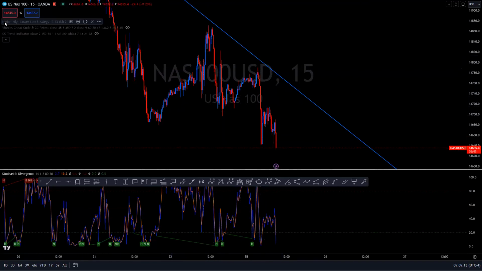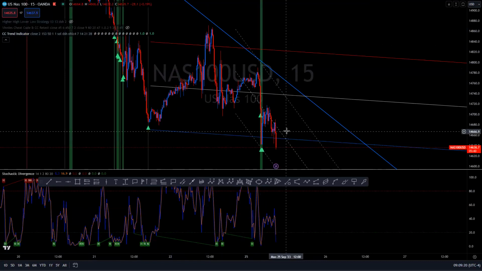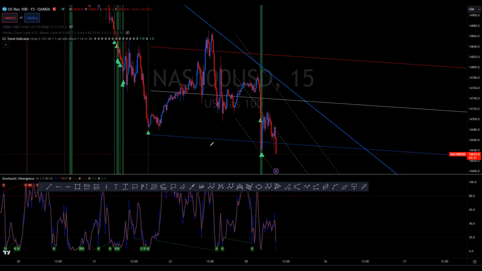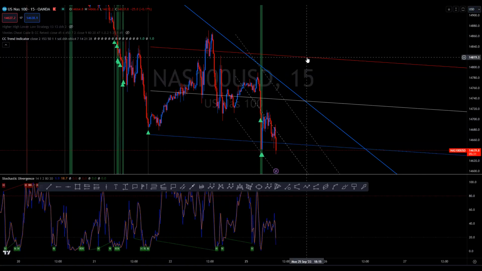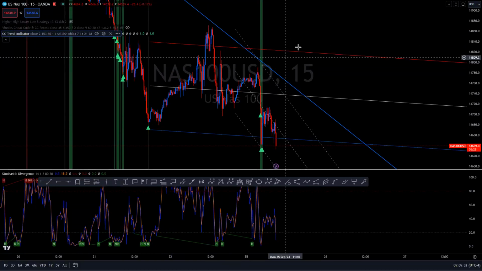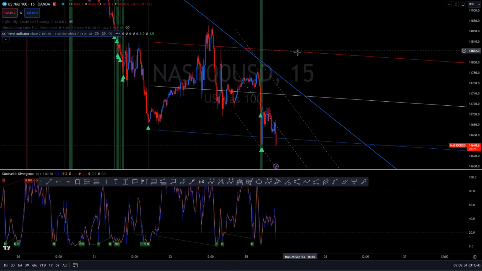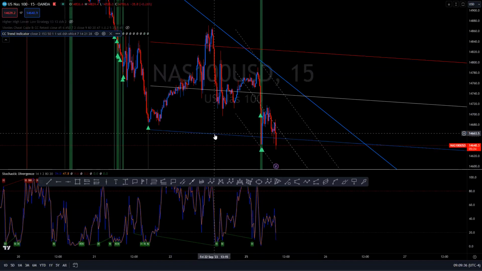Now let's turn on our new indicator, the CC trend indicator, to see if it confirms that. And yes, we have our trend line here. It's really a price channel trend line. We have it here and here.